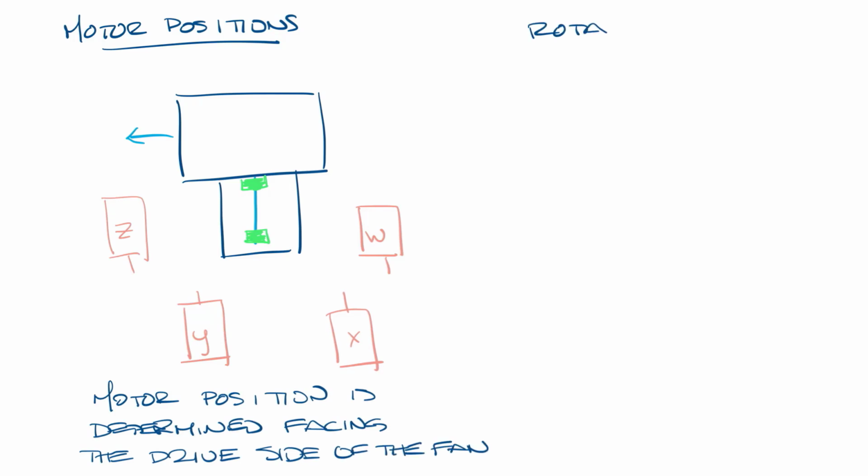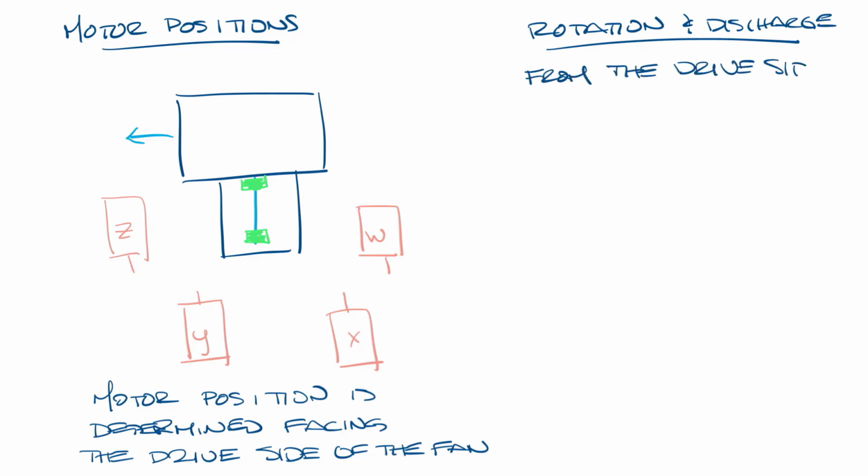And then one last thing I want to cover is rotation and discharge for centrifugal fans, which is also covered in the AMCA 99 standard. Just like motor position, rotation and discharge direction is determined by standing on the drive side of the fan. On an SWSI fan, this is the side that's opposite of the inlet.